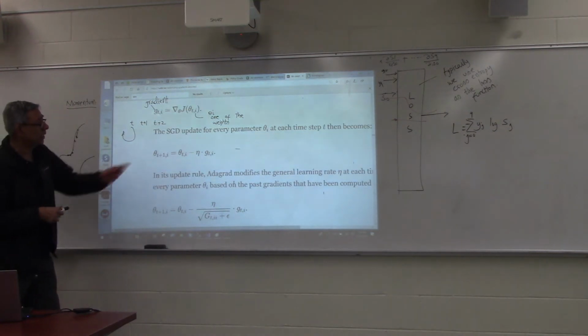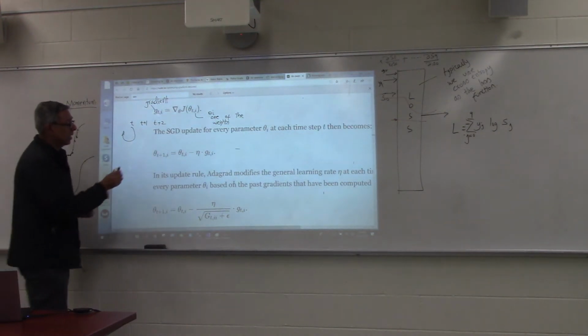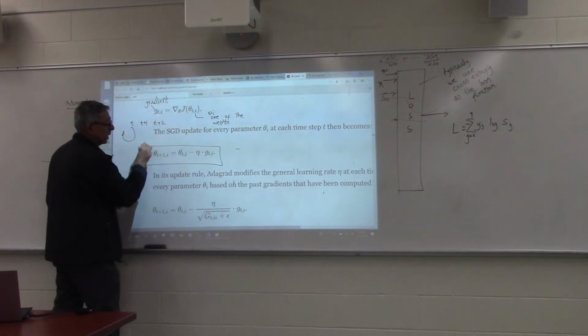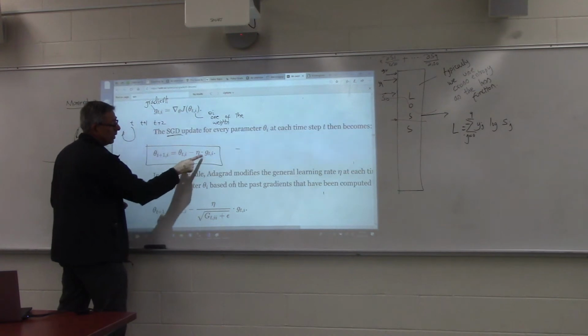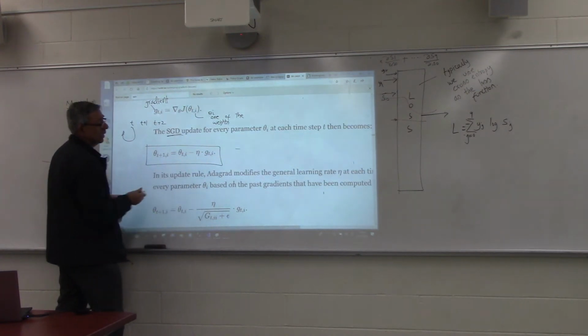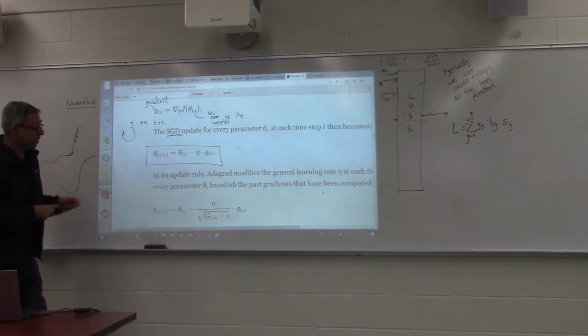Then if you take a look at the regular SGD, regardless of whether it's batch or not, this is the regular SGD, theta_t,i. Every weight, every bias is being updated according to this rule, okay?